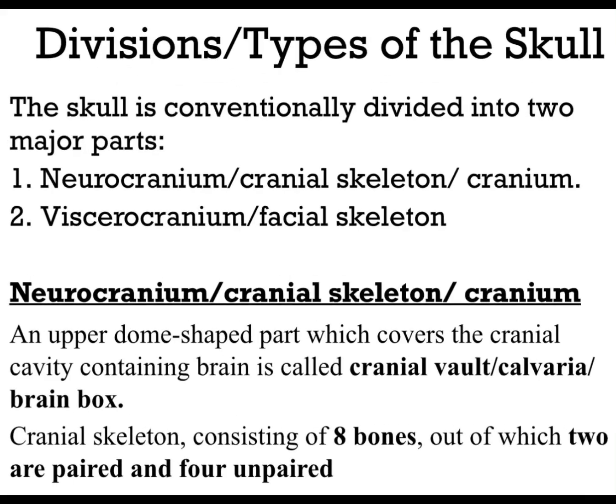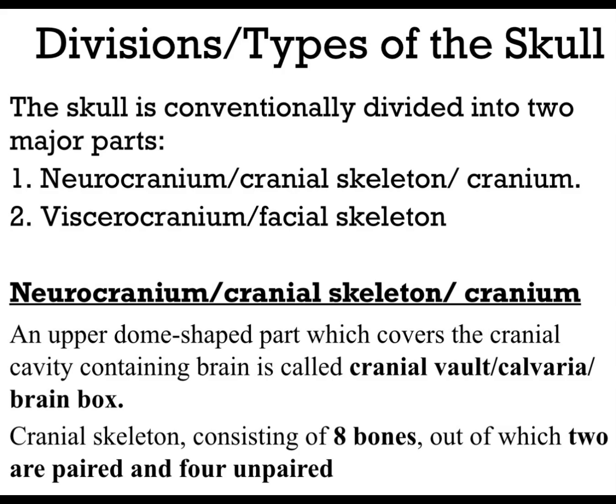14 bones. So one thing you have to know, inside the 8 bones, remember I said 22 excluding the ear ossicles. In the 8 bones we have 2 paired and 4 unpaired. So 2 are paired, which is 2 times 2, that is 4. 4 plus 4 unpaired, which is 8.